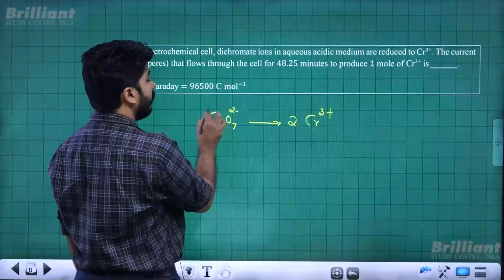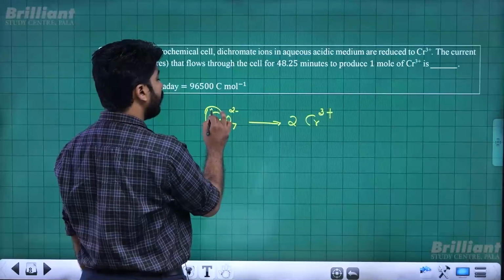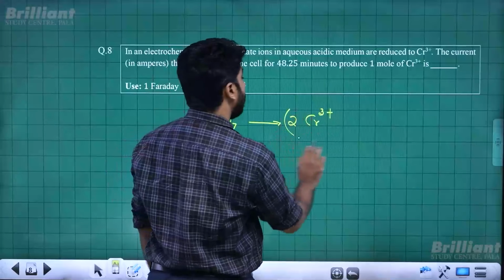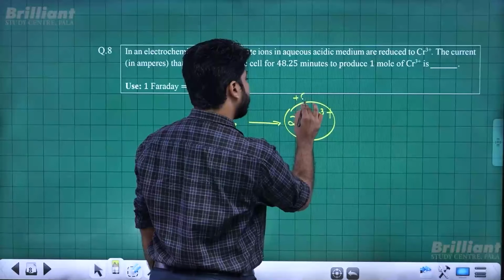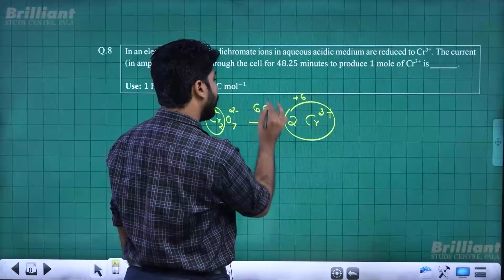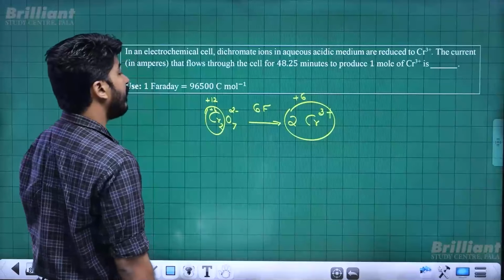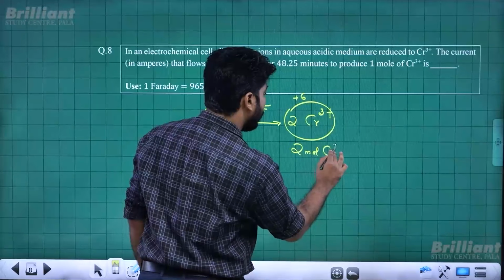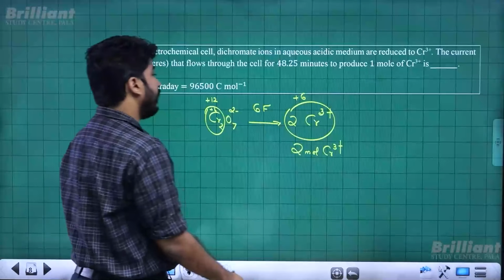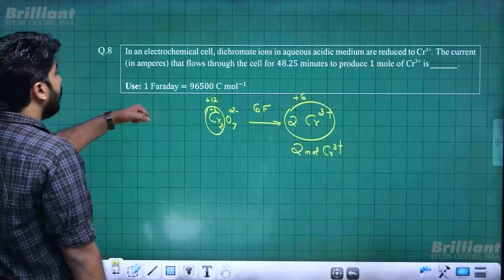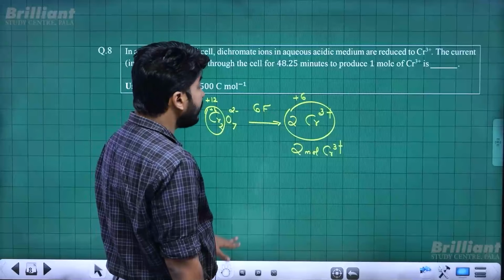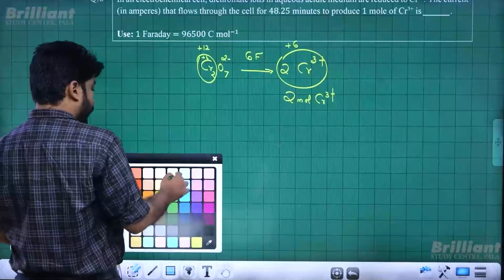electricity. Okay, if you look at the oxidation number changes, this is from +12 for 2 chromiums to +6. So there has to be passage of 6 farad of electricity in order to generate 2 moles of chromium 3+ at the cathode. Now, therefore, for 1 mole of chromium 3+, we should be passing 3 farad of electricity.